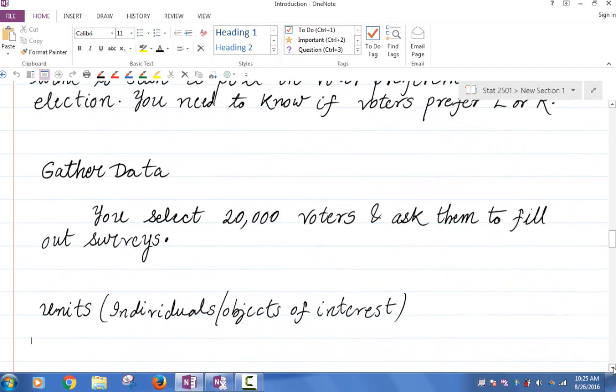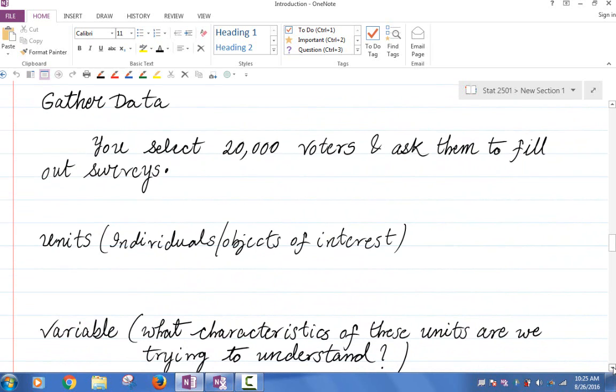Okay, so let's say you're going to gather data, and hopefully you're going to gather data in an unbiased way. Otherwise, you're going to get wrong numbers. So you select, let's say, 20,000 voters, and you ask them to fill out surveys. Actually, 20,000 is too high of a number. Usually, in most polls, probably no more than 3,000 or 5,000. Most of the time, it's probably 1,500, 2,000, or 2,500. But I just picked a big number.